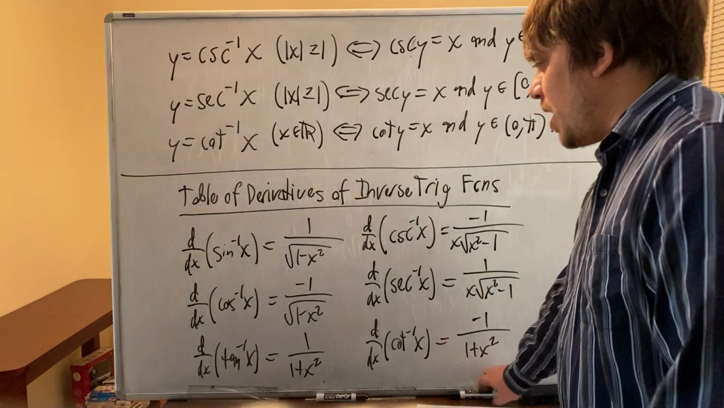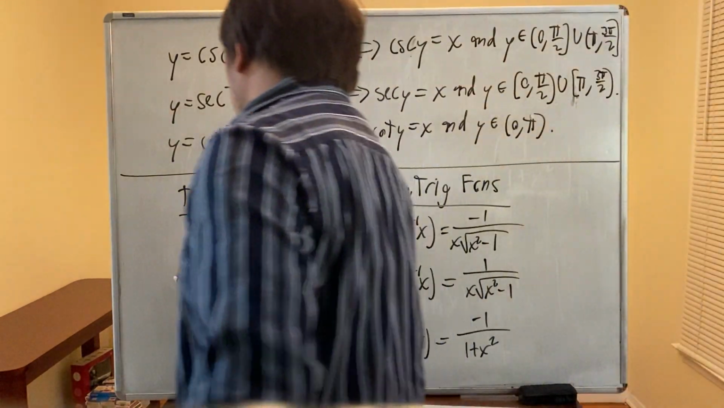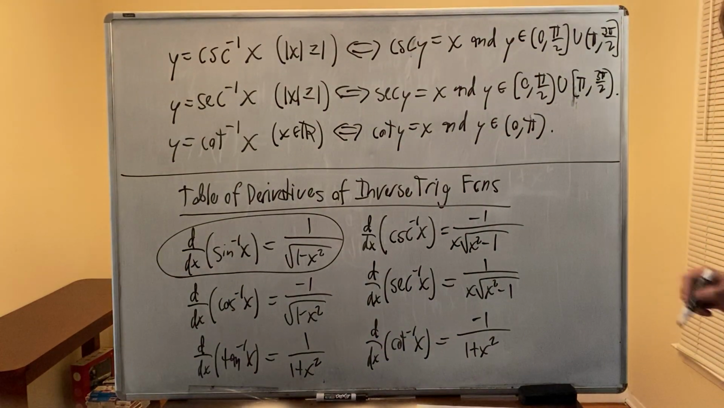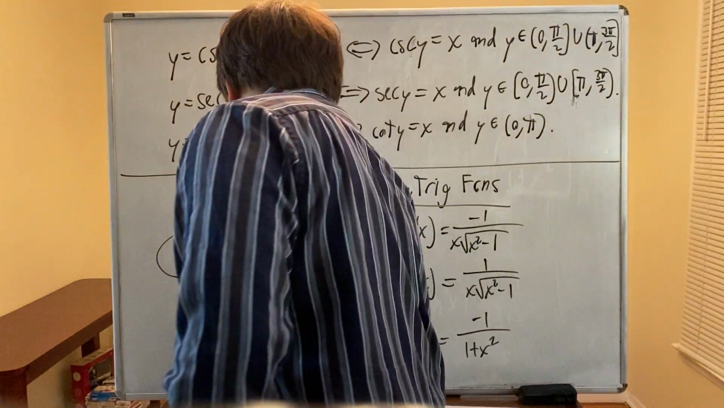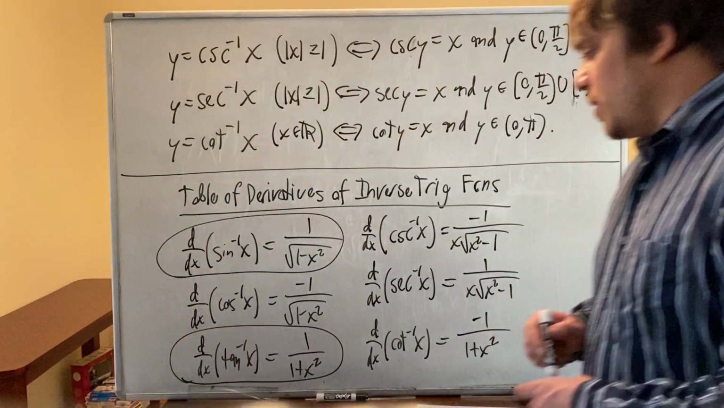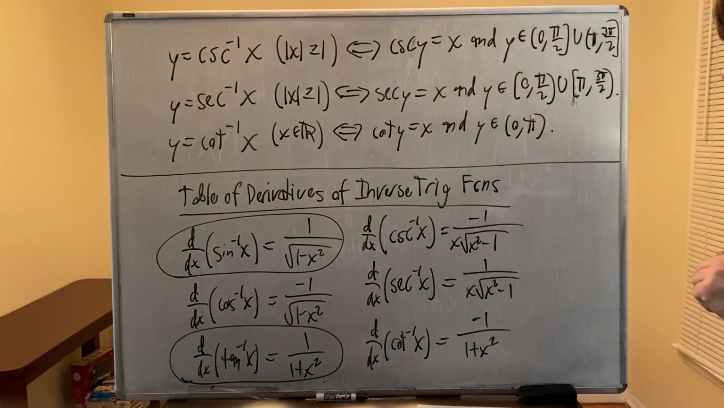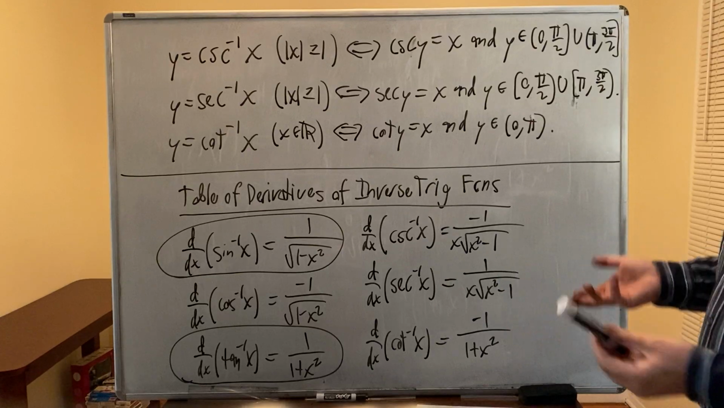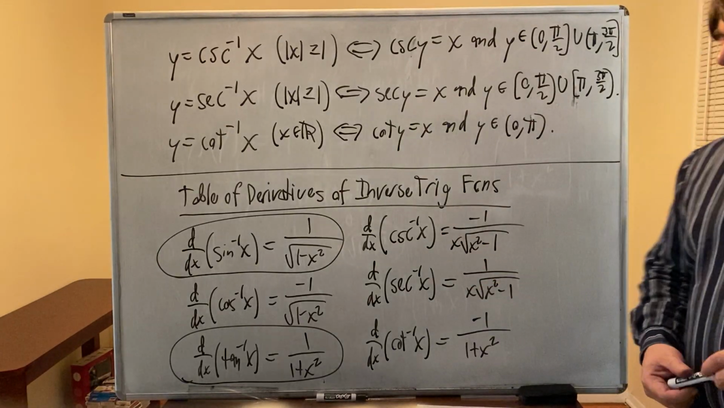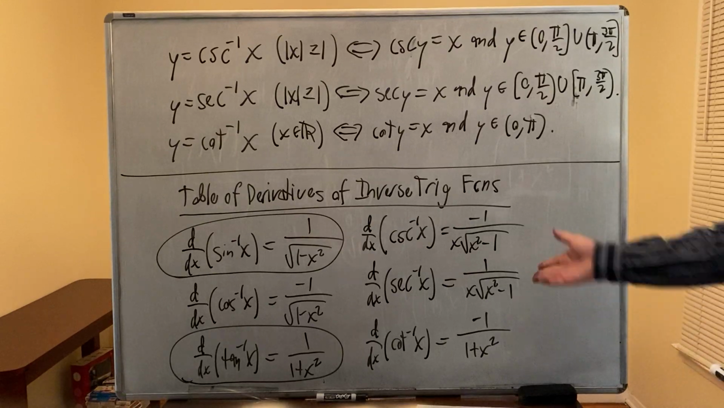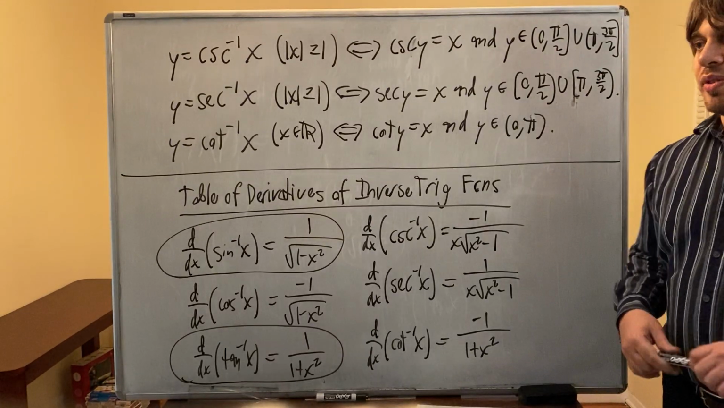So the 2 that are most common are the first one, d/dx of sine inverse x, which is 1 over the square root of 1 minus x squared, and d/dx of tan inverse x, which is 1 over 1 plus x squared. Those 2 are the most common. If you remember those 2, you really remember 4, right? If you remember those other things. And then there's just those 2. This would be the hardest to remember. Okay, so those are the 6 derivatives of inverse trig functions.